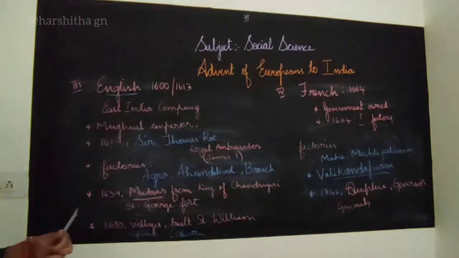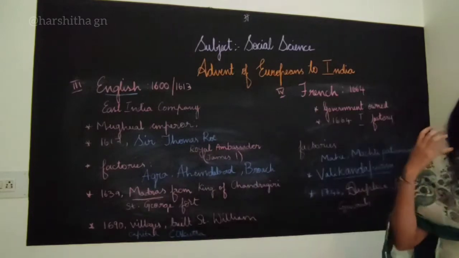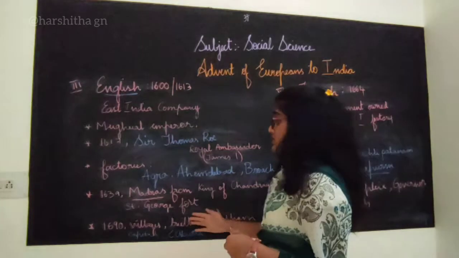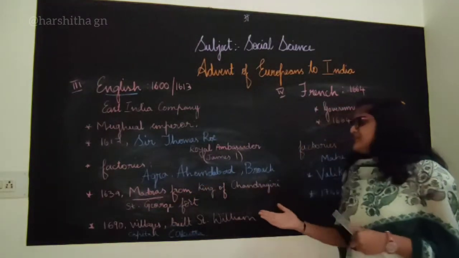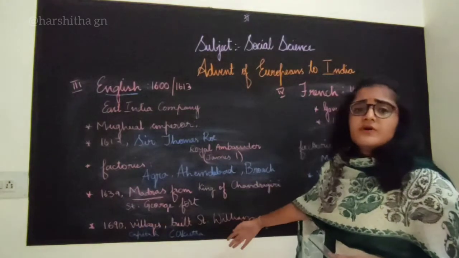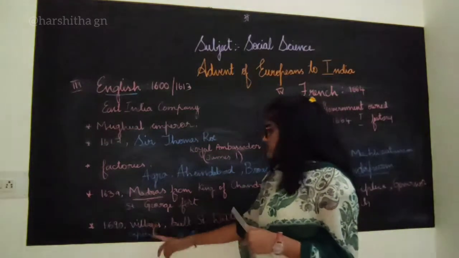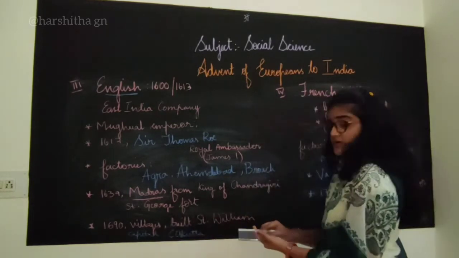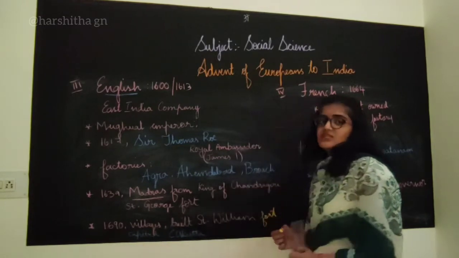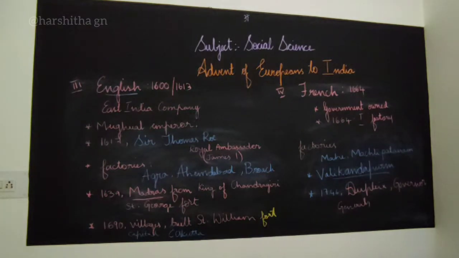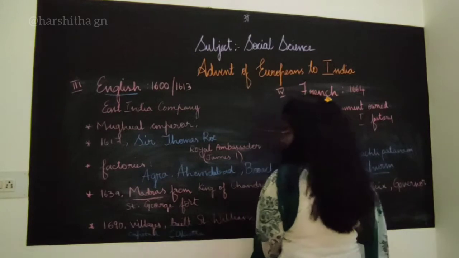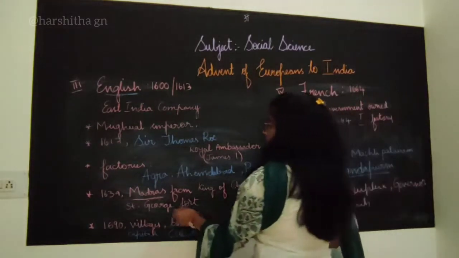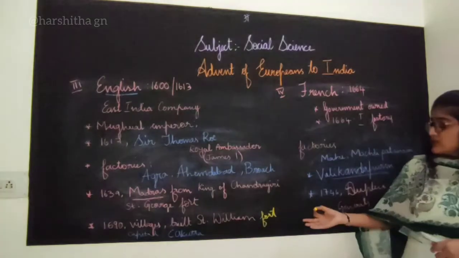After capturing Madras, they built a fort. A fort is usually built to protect, to show that we live here, or to keep an eye on spies. It is like a boundary. So they built a fort in Madras, and in 1690, Charles purchased three villages and built a fort called St. William Fort. The three villages are Sutanuti, Kalikata and Govindapur. This fort was built at Calcutta. Madras has a fort called St. George Fort, and Calcutta has a fort called St. William Fort.